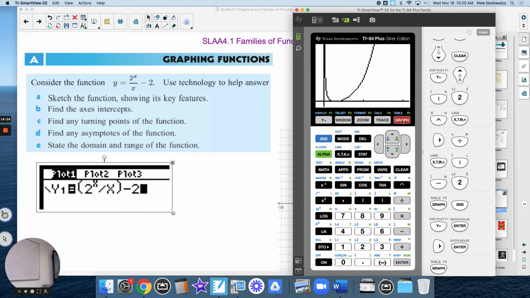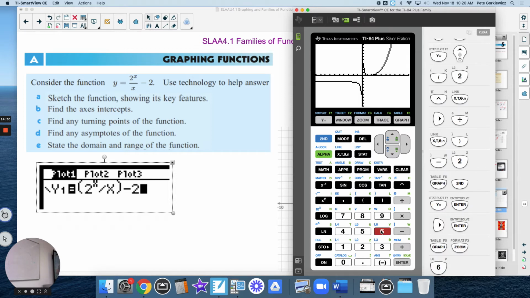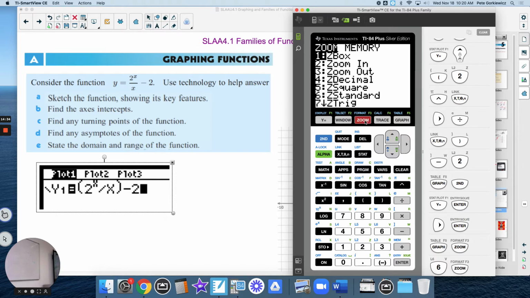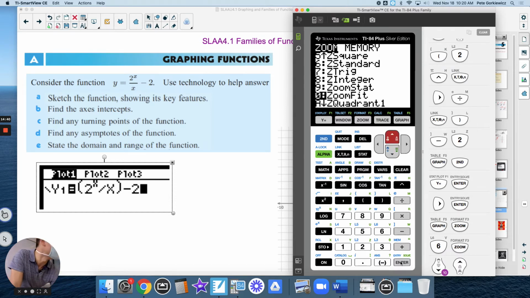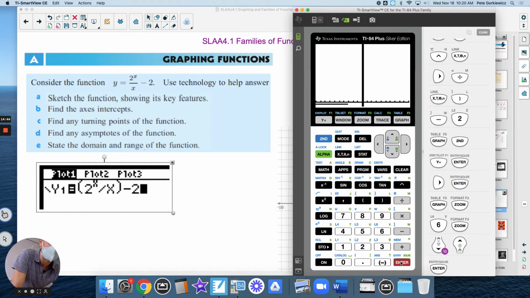I can't quite see exactly what it is. I usually try zoom 6, which is standard, which is 10 by 10 by 10 by 10, and that looks better. It's a good place to start. Sometimes you can say zoom fit, and the calculator will try to guess what you want to see, but it's a calculator from 1972. It has no idea what you would want to see.